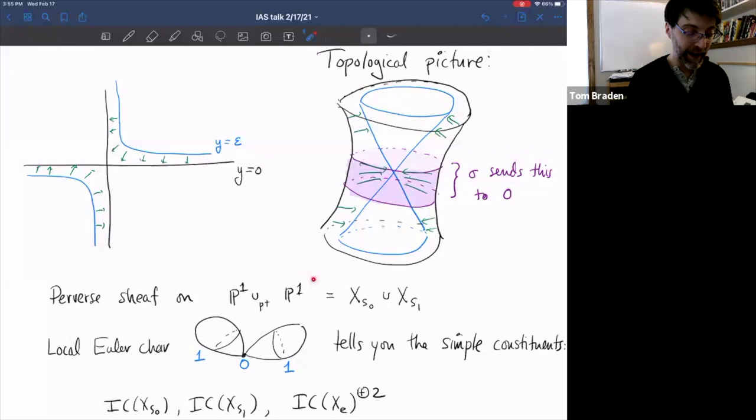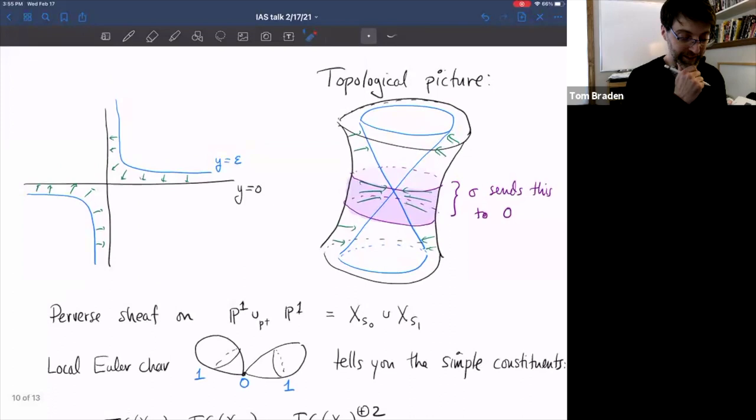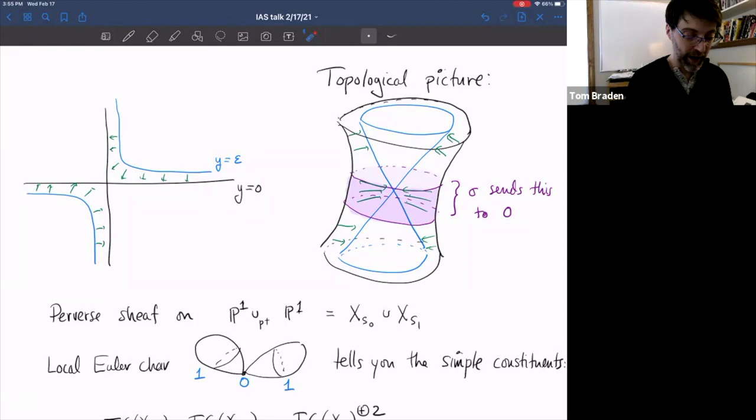And again, there are points at infinity on both of these lines. So it's really P1 union over a point with P1, which are the affine flag variety Schubert varieties corresponding to the two simple reflections in the affine Weyl group. The first attempt to figure out the structure of this is just to look at the local Euler characteristics of the corresponding pushforward sheaf.